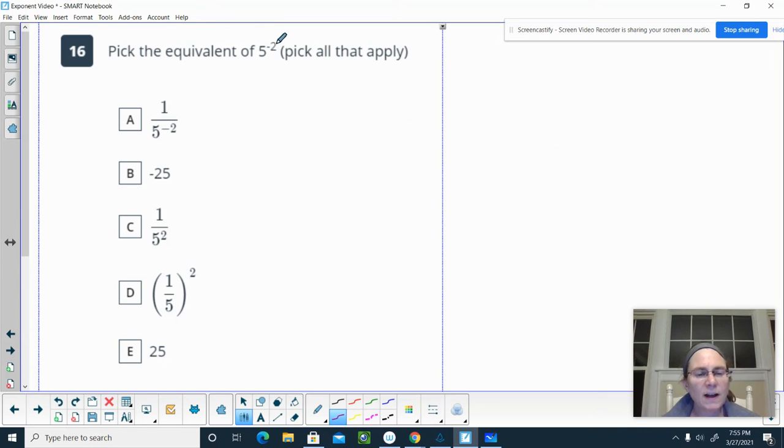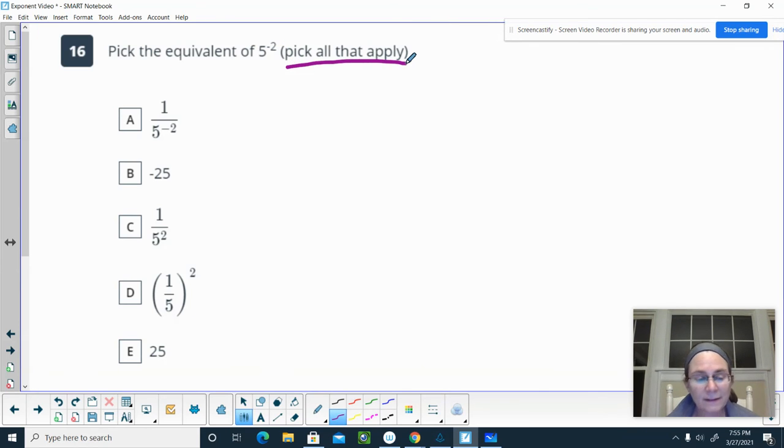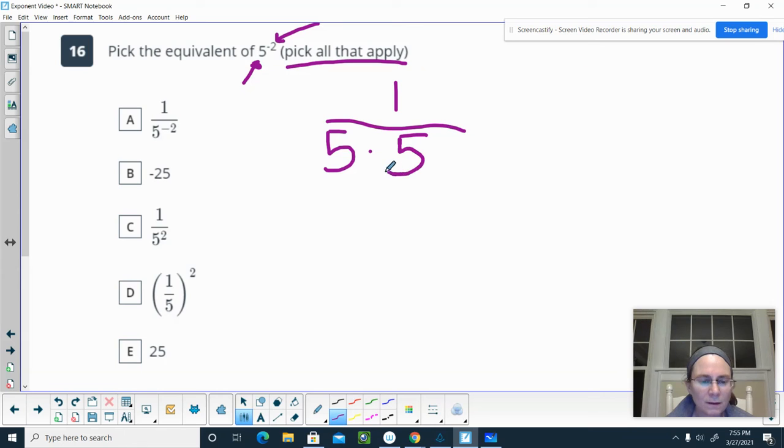Pick the equivalent of 5 to the -2nd power. Look at that, pick all that apply, so that's going to be more than 1. We have a negative exponent. That tells me my numerator is going to be 1. My denominator is going to be this base number multiplied by itself 2 times. I'm going to put this in standard form just so we can see if we have any that match.